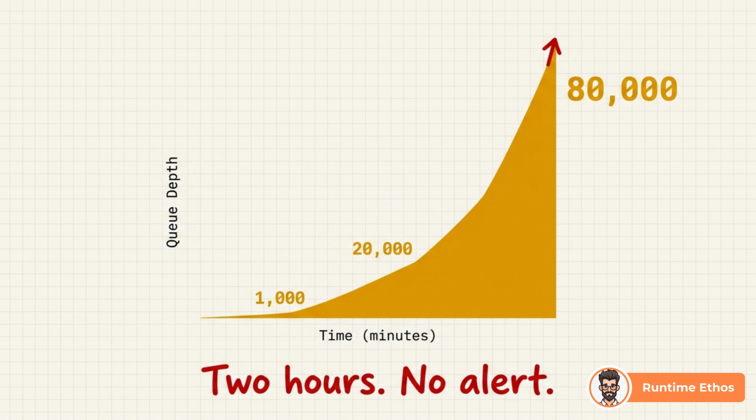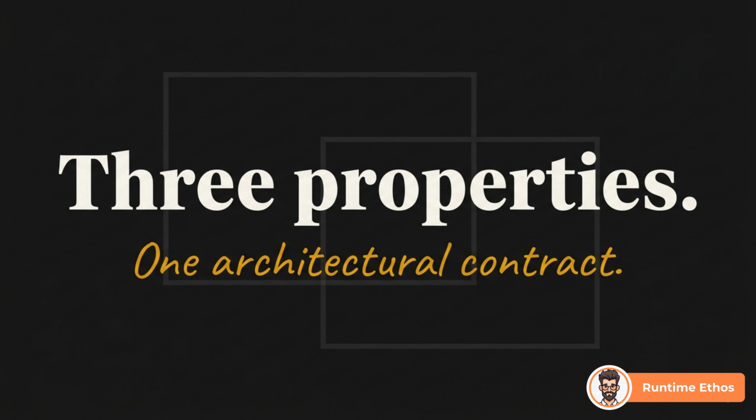Here's the thing. The queue did exactly what it was designed to do. It decoupled producers from consumers so completely that the consumer failure was invisible. That was the problem. So what is a queue actually doing? It decouples producer from consumer in three distinct ways, not as a performance trick, as an architectural contract.